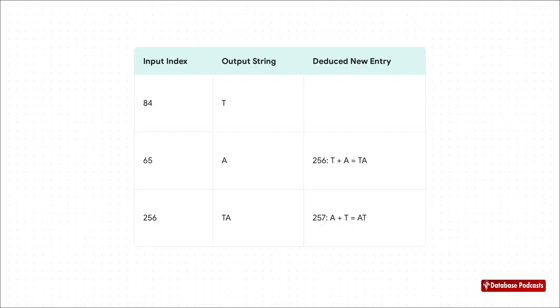Let me show you how it works. The decompressor starts with that same initial dictionary of single characters. It reads the first code, 84, and outputs a T. It reads the next one, 65, and outputs an A. Now here's the clever trick. It can figure out what the compressor's first new entry was. It just takes the previous output, T, and adds the first character of the current output, A. Put them together, and it adds TA to its own dictionary at index 256. It just keeps repeating this pattern, staying in perfect sync.